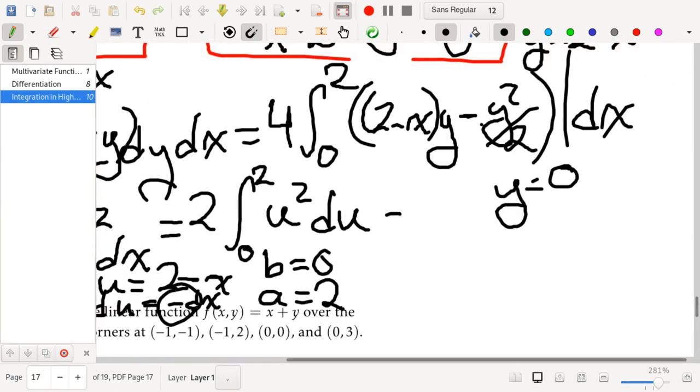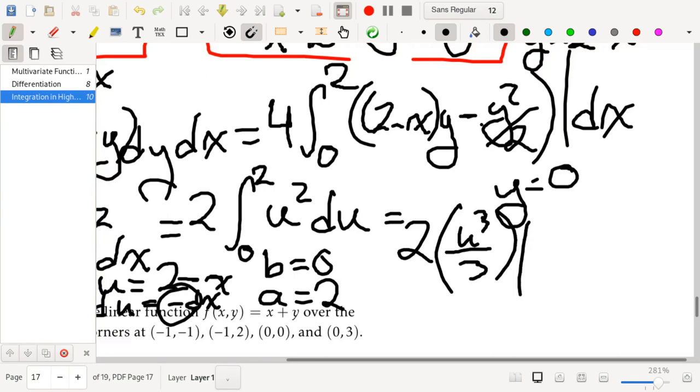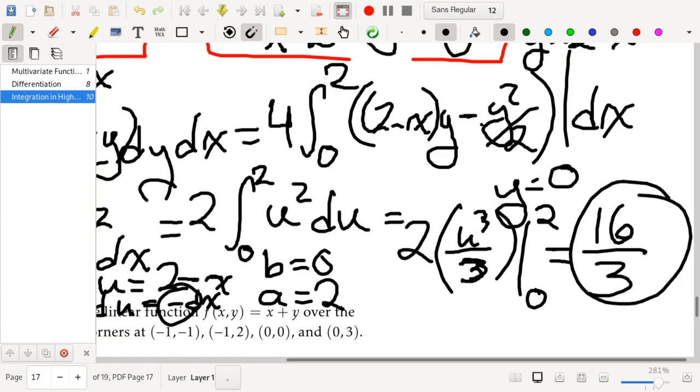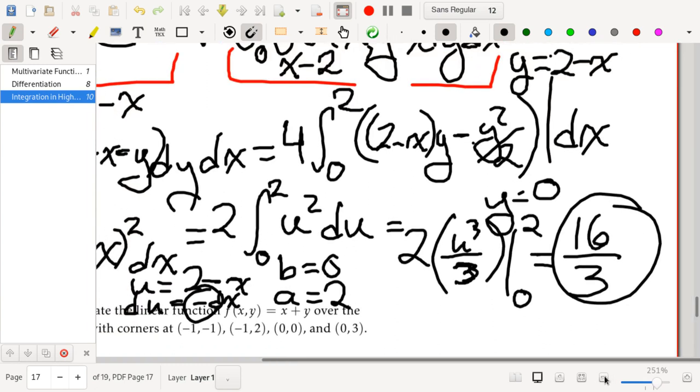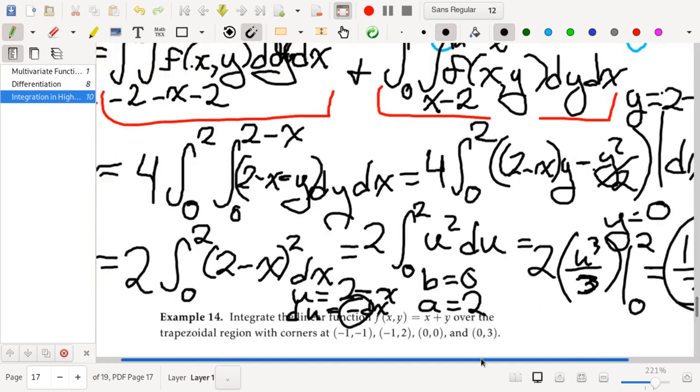All right, so I could even bring this 2 inside and say this is 2u squared du. Oh, well, there's no advantage to doing that. So this will be 2 times u cubed over 3. And then we're taking u from 0 to 2. So this is going to be 16 over 3. Oh, that's what we got before. All right. Very good. Our original volume was correct. Okay.